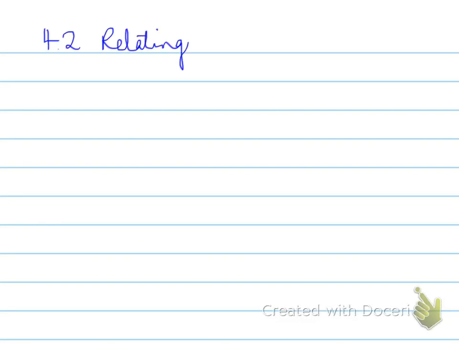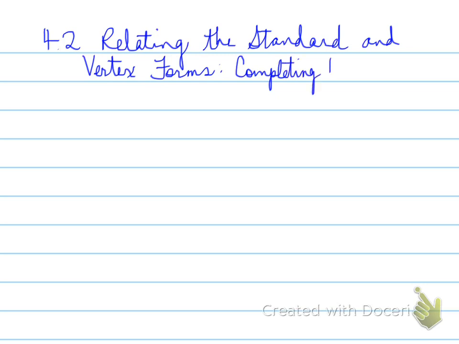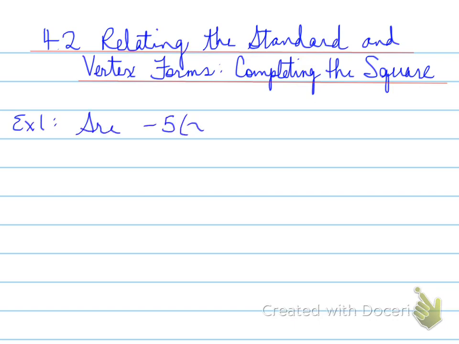Okay, 4.2, relating the standard and vertex forms by completing the square. So what we're going to be doing is making the connections between standard and vertex form. And we're going to do this by using a form called completing the square. So we're going to learn how to complete the square today. But before we do that, you have to understand standard and vertex form.